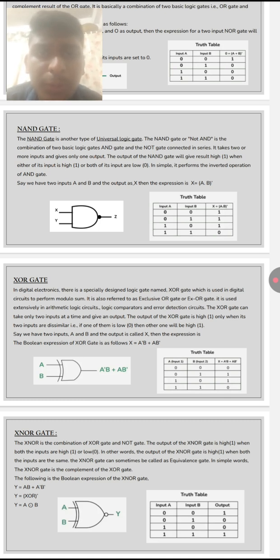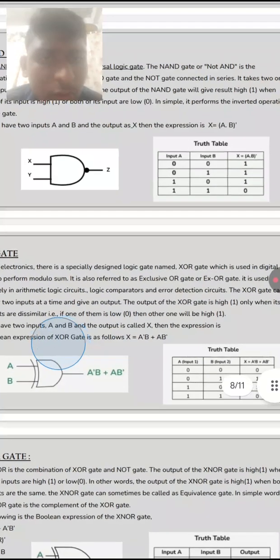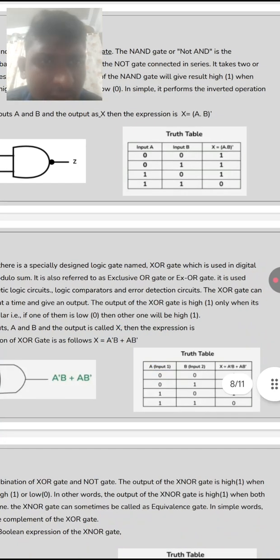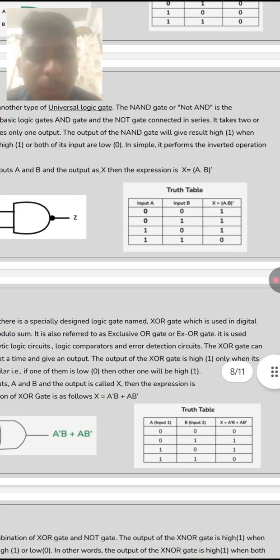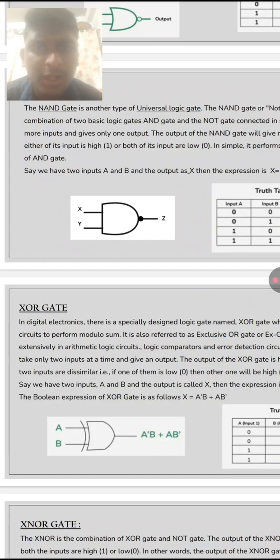Say we have two inputs A and B and the output X, then the expression is X is equal to A into B, whole bar. Now we can see the truth table as we seen in the above information. Now we can see the diagram.